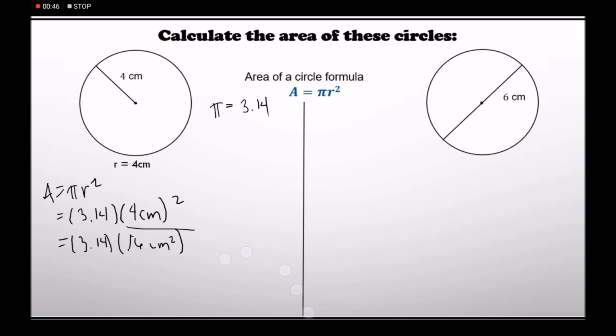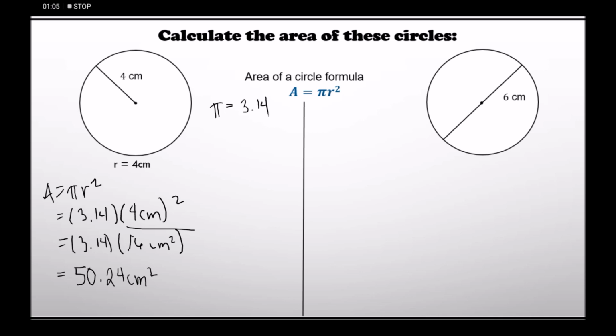Next, we're going to multiply 3.14 times 16 cm square. That will be 50.24 cm square. So the area of the first circle will be 50.24 cm square.